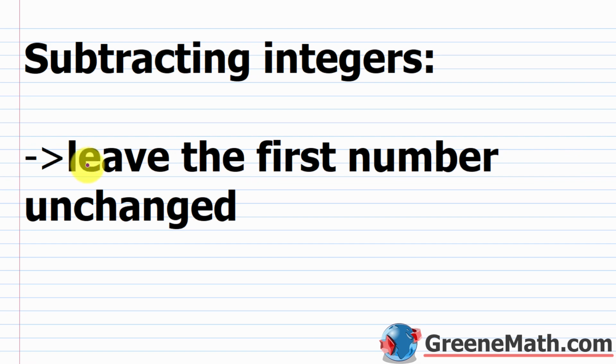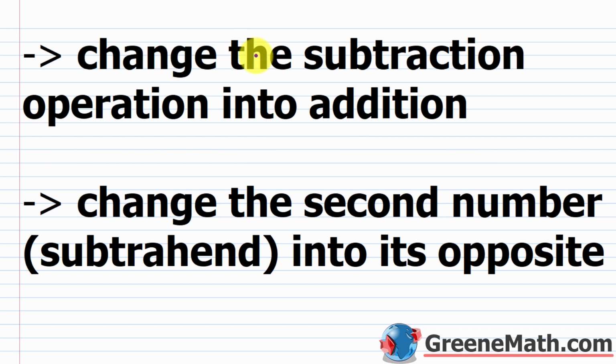So the first thing you'd want to do is to leave the first number, and that means the leftmost number of the subtraction problem. We call that the minuend. This is going to be unchanged, so don't mess with that at all. The second thing is you're going to change the subtraction operation into addition. So instead of a minus, you're going to put a plus. Then the last thing is to change the second number. So that's the rightmost number of the subtraction problem. We call this the subtrahend. We're going to put this as its opposite. So just change the sign of the number. So basically you're changing your subtraction problem into addition of the opposite.